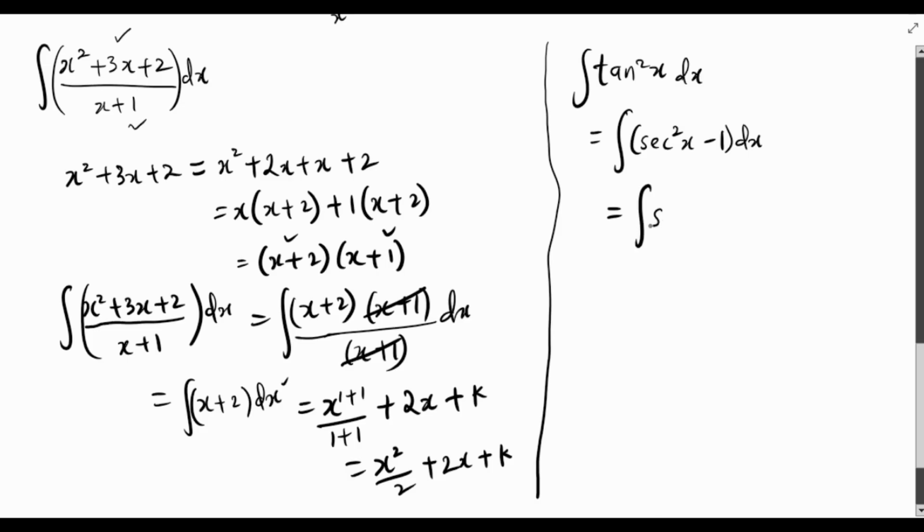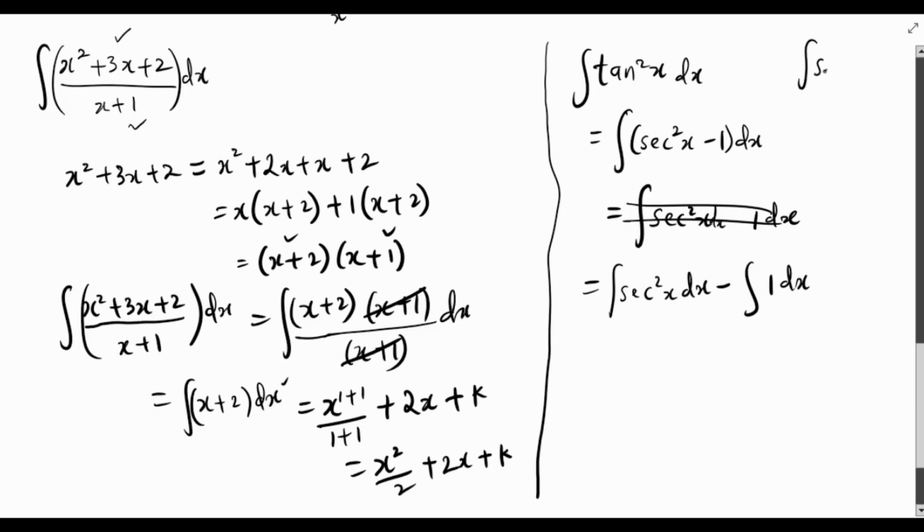So this is the integral of sec squared x minus the integral of 1 dx. Sorry, there's dx here. Integral of sec squared x dx minus integral of 1 dx. Now, the integral of sec squared x is tan x. So that's why it's also a definite integral. Maybe I should have added it. The integral of sec squared x dx is tan x.